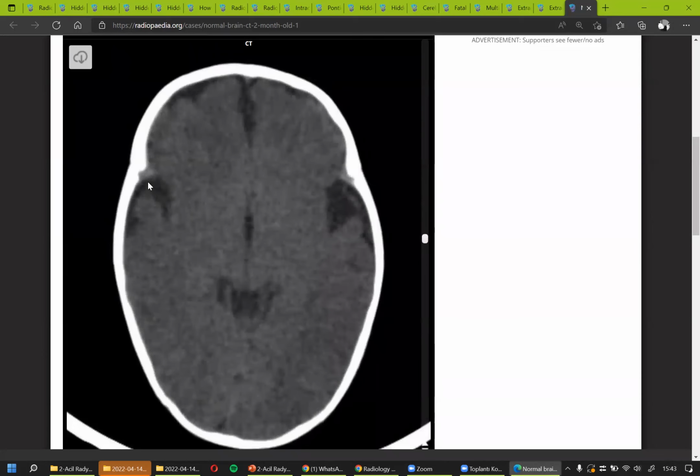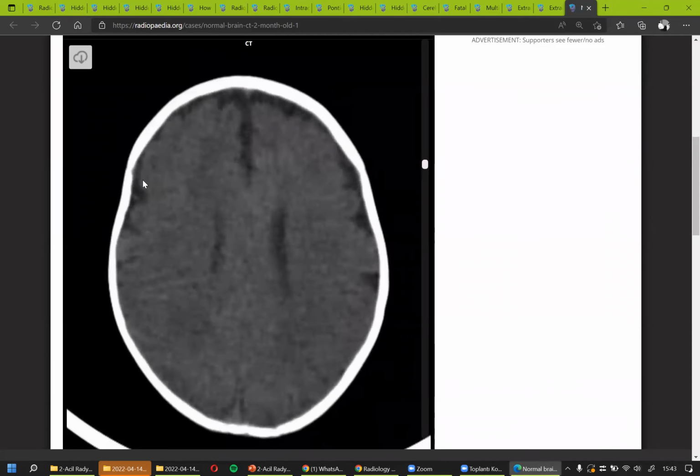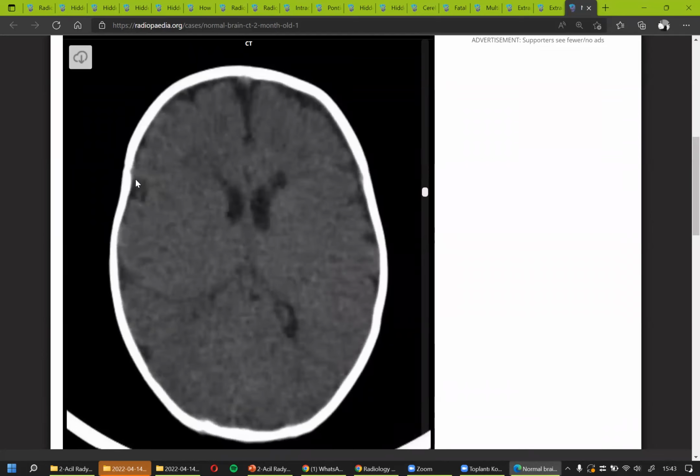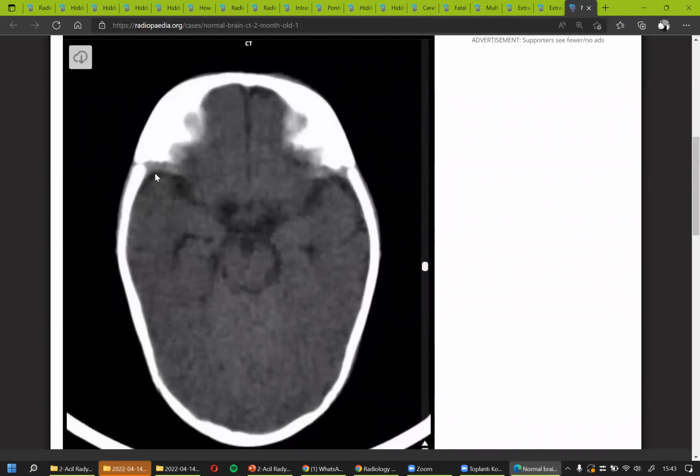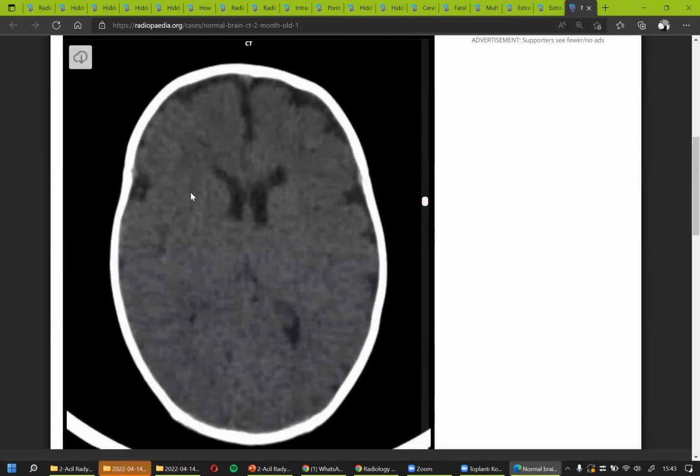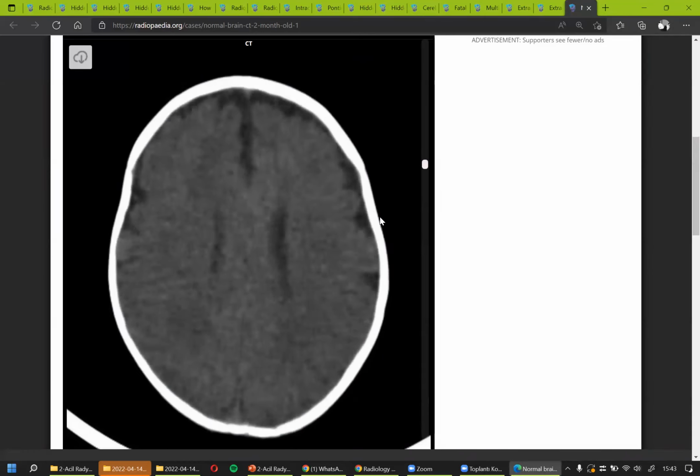This is also symmetrical, right? It's a part of the frontoparietal suture, so the dura is a little bit thicker than usual here. I don't call that a collection. So I will check the bone window from here.